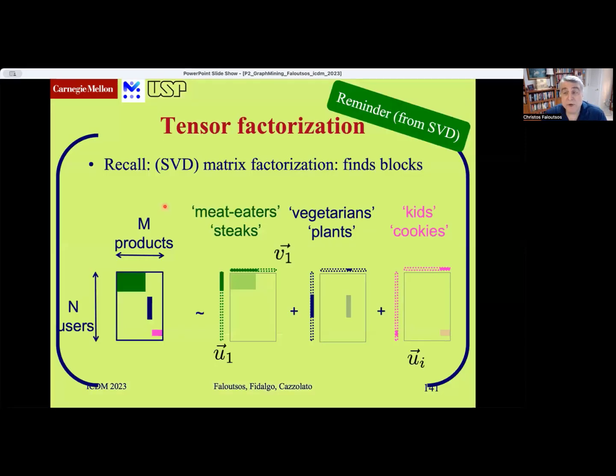Let's refresh our memory about singular value decomposition. Remember, if we have a two-mode matrix, which is a two-mode tensor, and if this matrix has nice blocks, as we showed before, and we do SVD decomposition of this matrix, we'll get pairs of vectors, and every pair of vectors will correspond to one of the hidden variables.